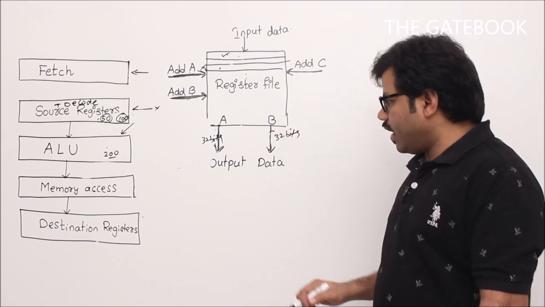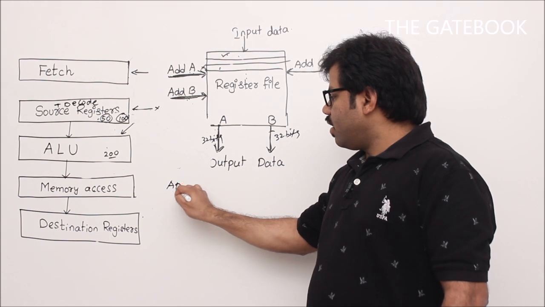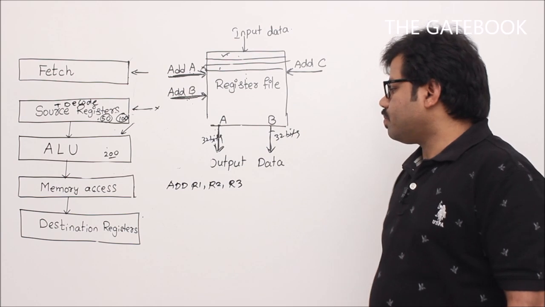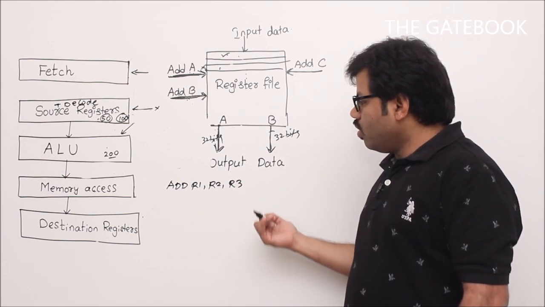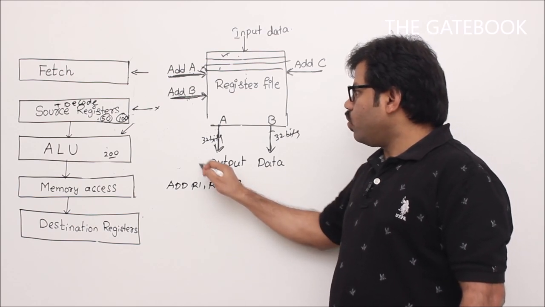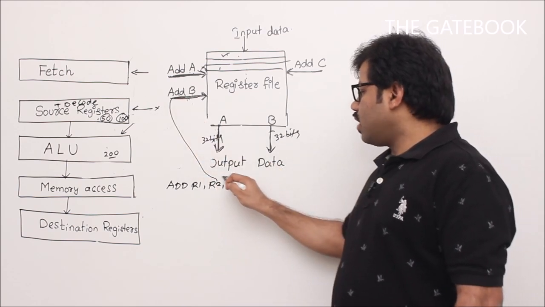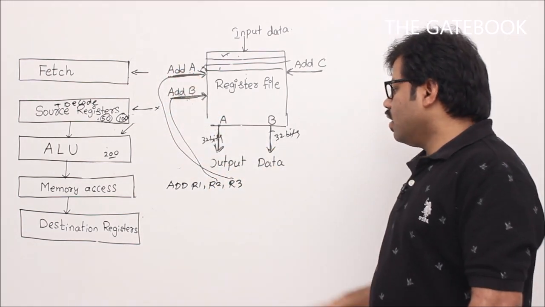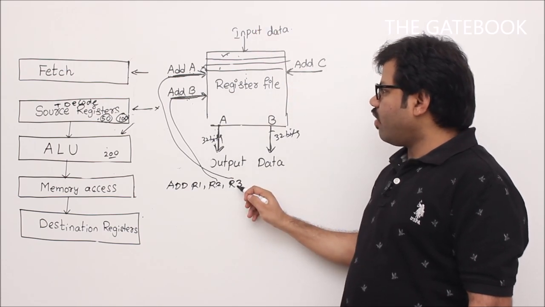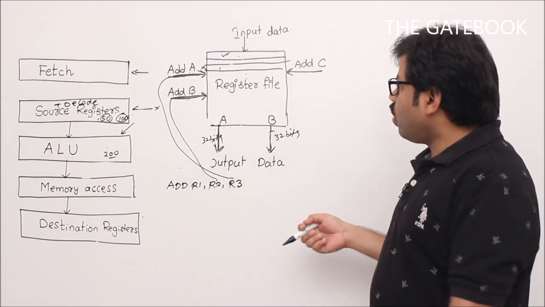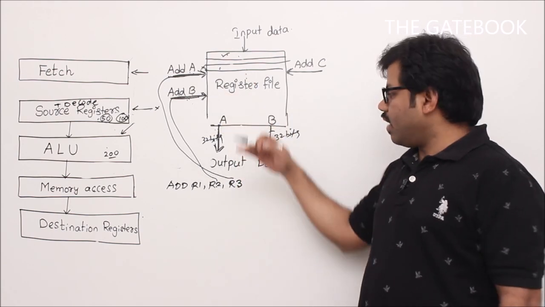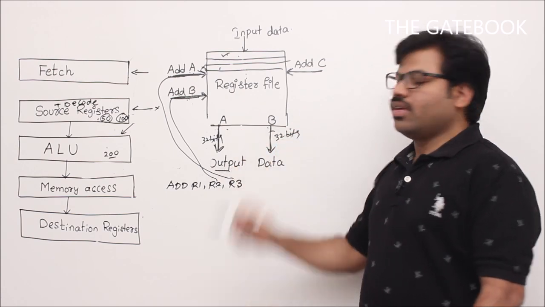Now I'll explain with one example. Whenever you write add R1, R2, R3, what is going to happen I will tell you. Assume your control circuit is designed such that R2 is automatically connected here and R3 is connected here. So the content of R2 is specified as address A, and the content of R3 is specified as address B. Then automatically register R2 and register R3 will be selected, and their data will be taken here. You will get it here, right?